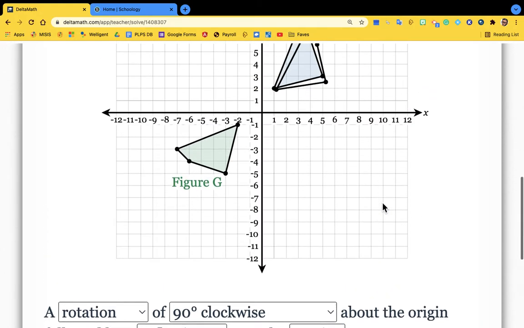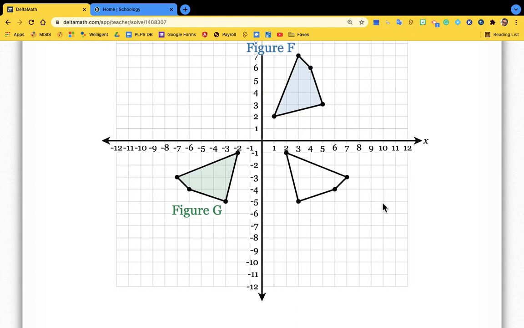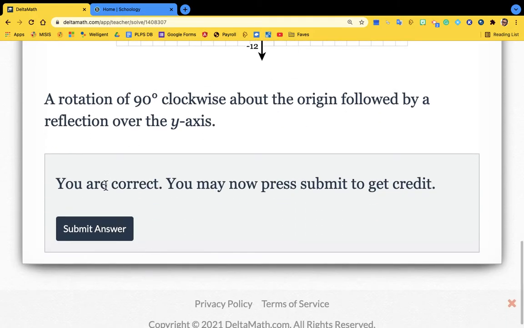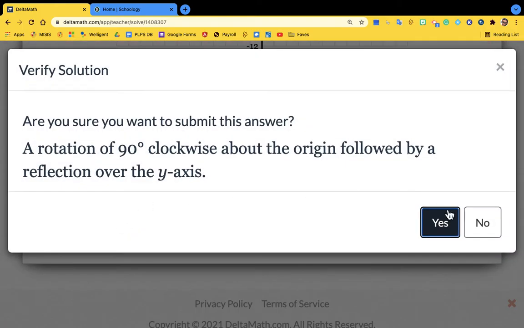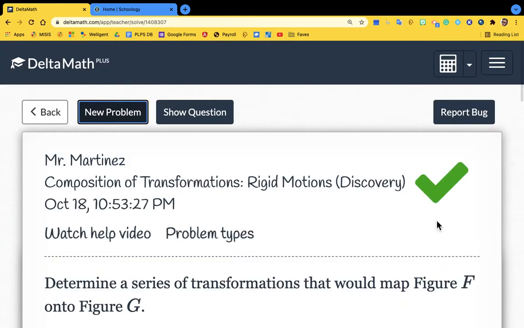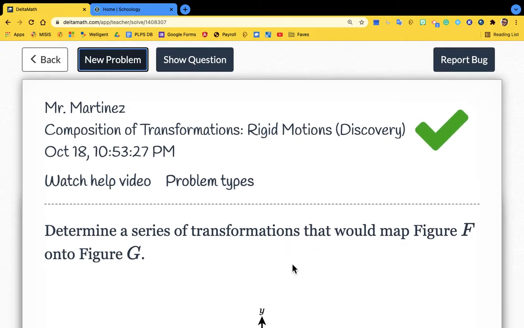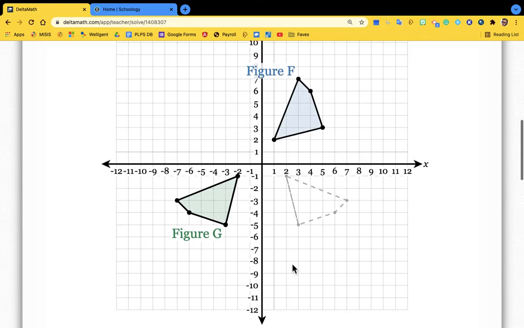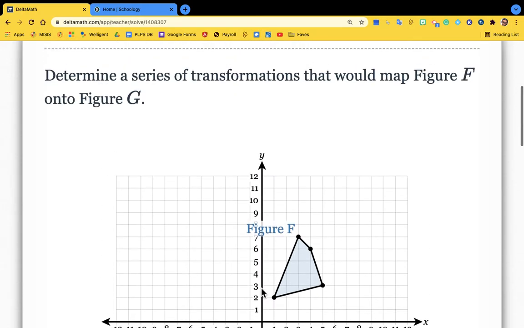I'm going to hit try. Let's see what happens. Rotate. Reflect. Perfect. Look at that. You are correct. You may now press submit to get credit. So submit. We say yes. Perfect. Check mark. And look at that, it is doing exactly what we did. So we did a rotation of 90 degrees, and then we did a reflection over the y-axis.